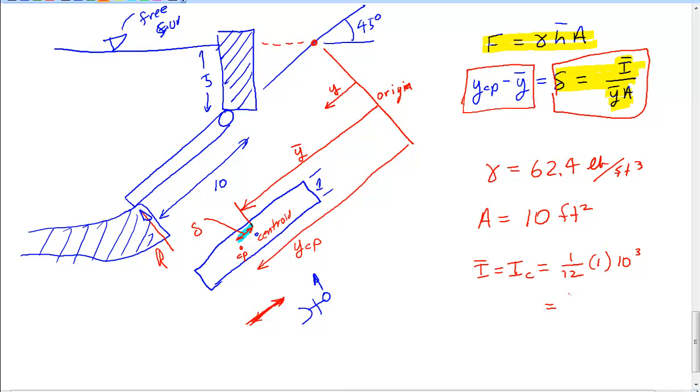And what I end up with is 83.3 or 83 1/3. How about I just write it like 83.33. Good enough. Now I need to know H bar and Y bar. Now this is where geometry comes into play. I guess a little geometry comes into play here, but it's not as difficult. Okay, I need to know.